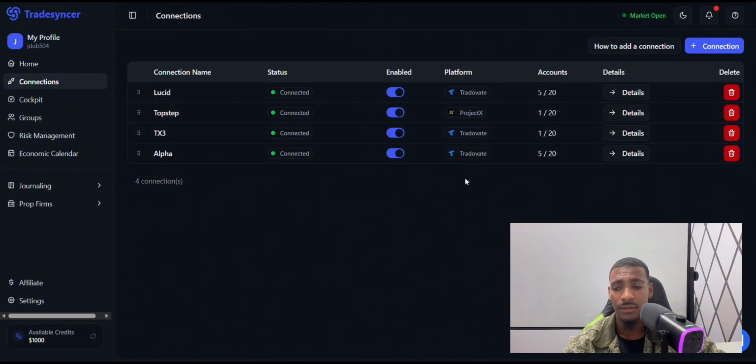And then there's even a higher subscription where you could do an unlimited amount of accounts, unlimited amount of connections. Well, 150 accounts per connection, but unlimited connections. So you can really push it to the limits.